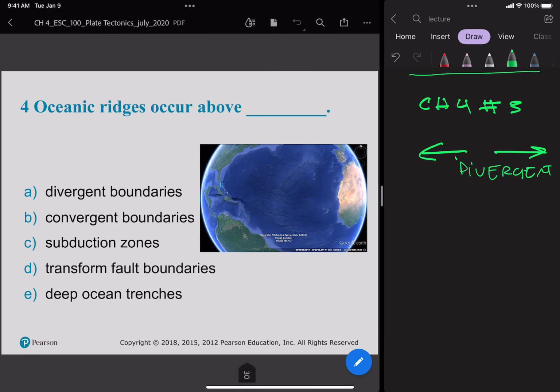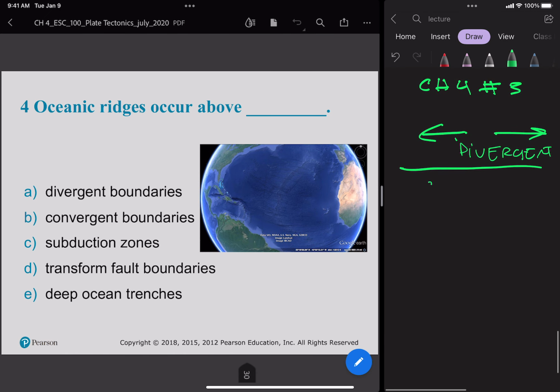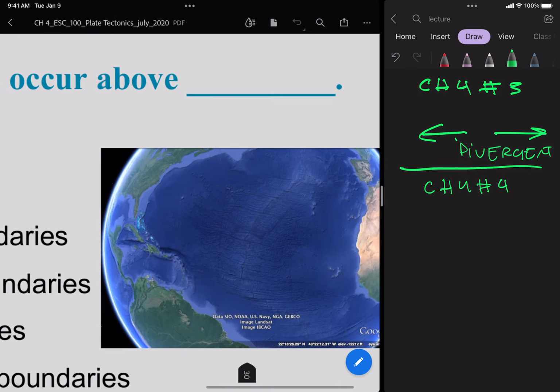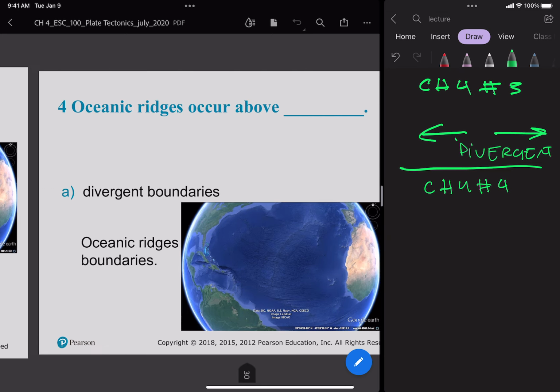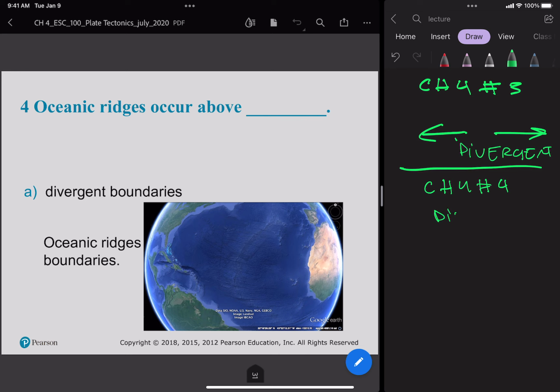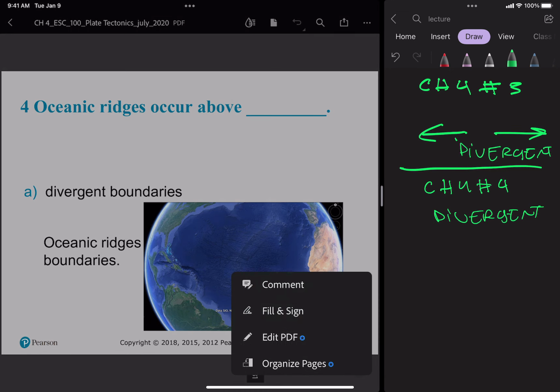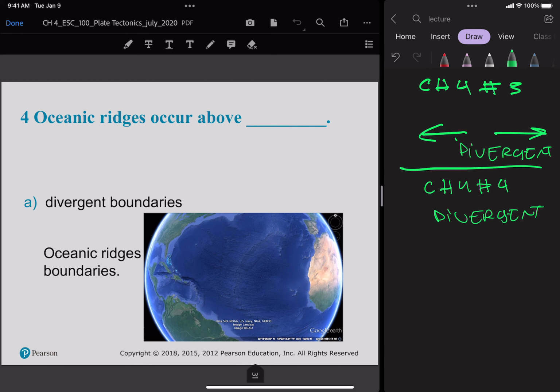Okay. And next question. Chapter 4, number 4. Oceanic ridges, so you can see these ridges here. Oceanic ridges occur over which kind of boundary? And oceanic ridges occur over divergent boundaries again. So right there you have a ridge. So you can see the ridge here. And what's happening is that the plates are moving apart there.